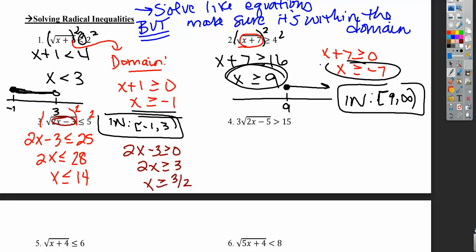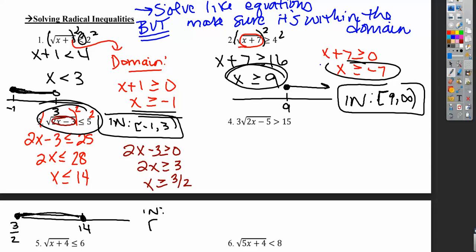So if I graph my inequality, 14 is a closed dot going this way, but at 3 over 2 it has to stop, because anything below 3 over 2 is going to make this no solution. So my interval notation is 3 over 2 to 14.